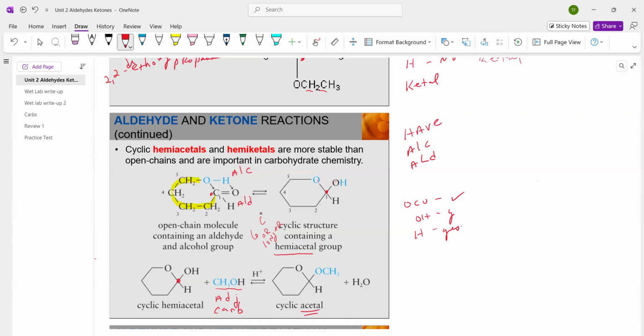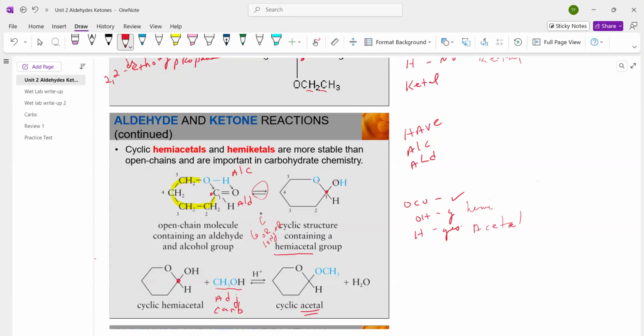Okay, so OCO, OH, yes, that means it's a hemiacetal. And H present, that means it's an acetal. Okay, so that means either this came from an aldehyde or it can be reacted to an aldehyde. That's what the double arrow means.